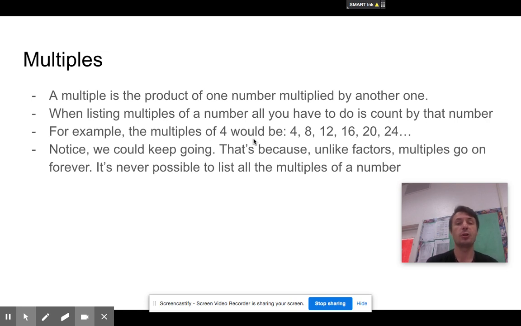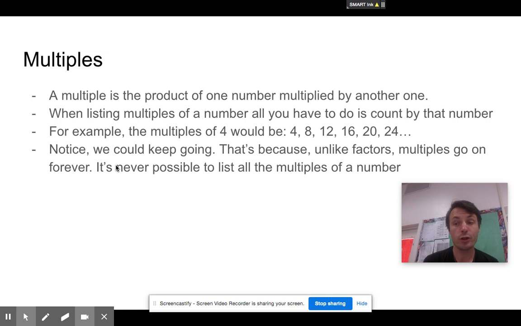For example, the multiples of 4 would be 4, 8, 12, 16, 20, and 24. Notice we're just counting by 4s. 4 more than 4 is 8. 4 more than 8 is 12. 4 more than 12 is 16. 4 more than 16 is 20. 4 more than 20 is 24, and so on.